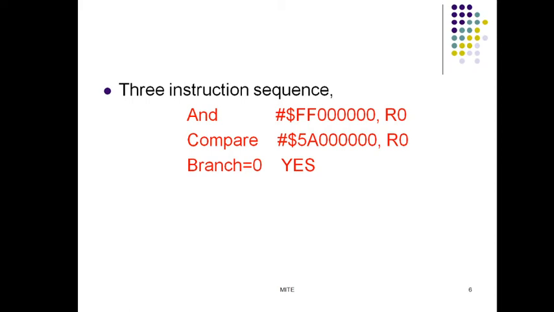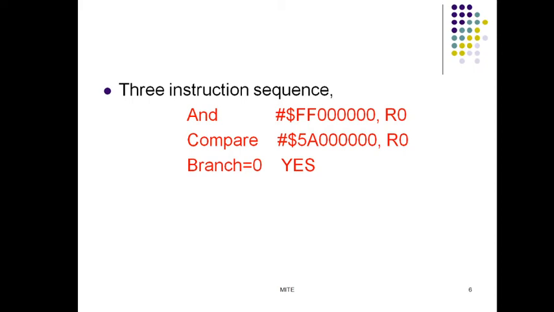So the ASCII code for Z in binary is 01011010, whereas when it is converted to hexadecimal it is represented as 5A. Okay, so the three instruction sequence to do this can be written as: AND #$FF000000, R0; COMPARE #$5A000000, R0; and BRANCH_IF_EQUAL_TO_0 S.